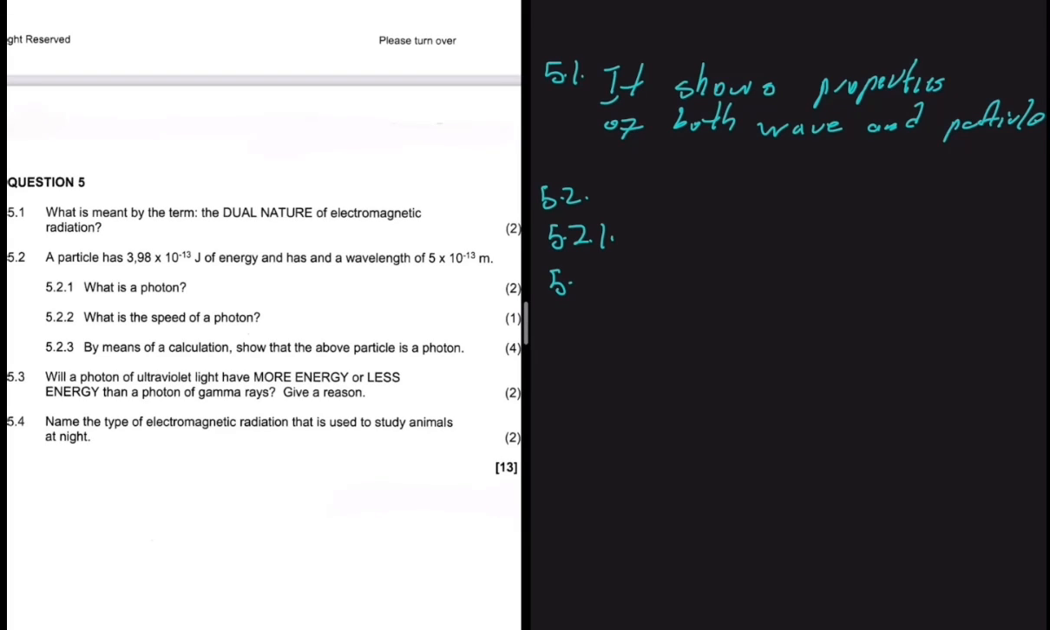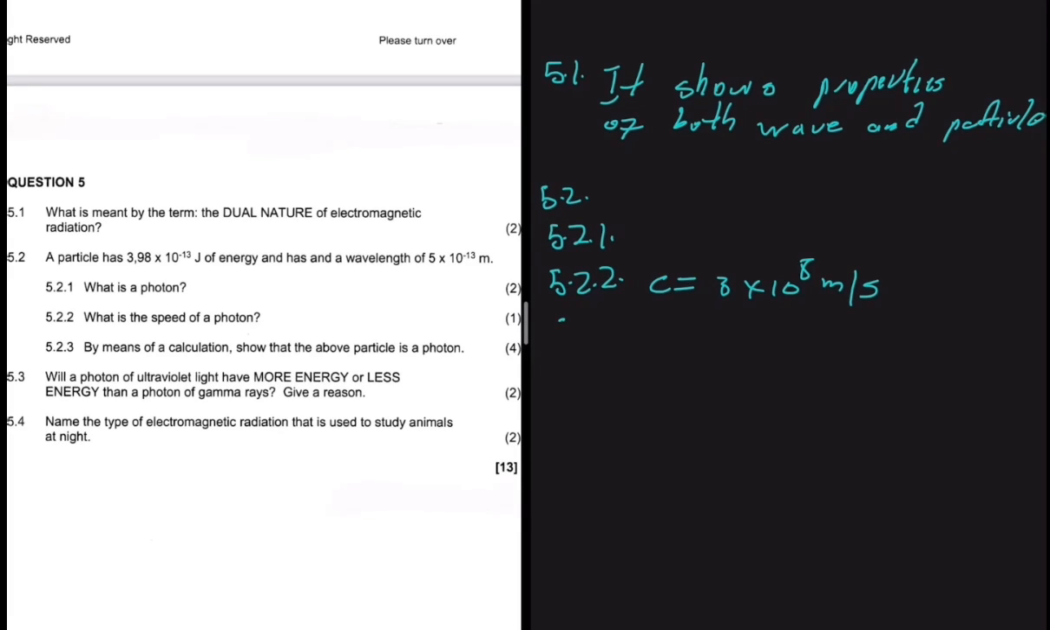Let's move to 5.2.2. It says, what is the speed of a photon? If it is a photon, then we know that it's a packet of energy in which light travels. And what is the speed of light again? The speed of light, c, is equal to 3 times 10 to the power 8 meters per second. Nothing travels faster than light.